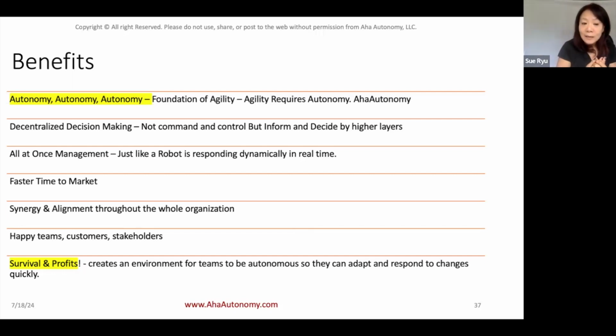And just because they're doing this, it enables all-at-once management, which enables faster time to market. Most of all, because teams are more autonomous, they can make their own decisions. They are happy, and I believe a happy team makes the customer happy and eventually the stakeholders. Again, it comes down to survival and profit, because in a very disruptive environment we need to know how to adapt and respond to changes very quickly. And I believe subsumption architecture, especially the way Mike explained it, definitely creates that environment.